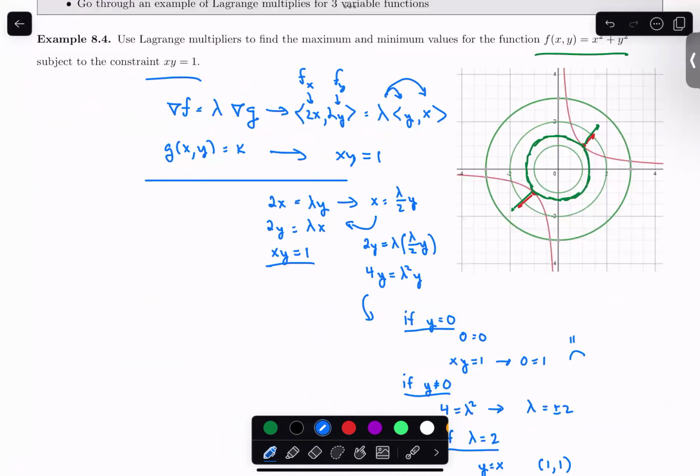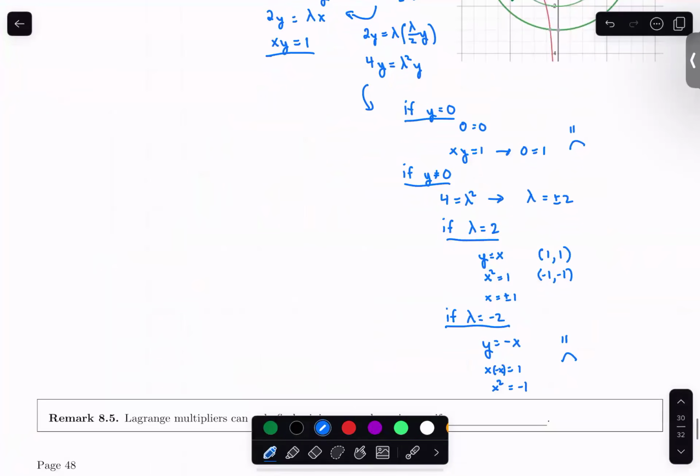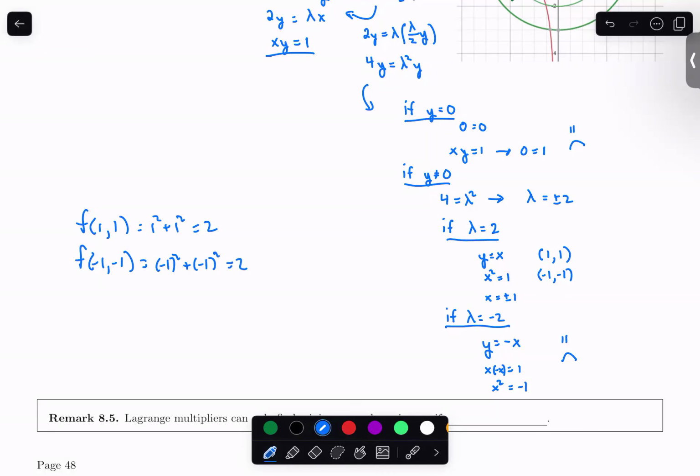So these are the solutions to the Lagrange multiplier setup here, but still we need to classify these things as maximums and minimums, right? So let's go back to my f equation. So I have f of 1, 1, and I have f of negative 1, negative 1. Again, my function was x squared plus y squared. So when I plug these things in, 1 squared plus 1 squared, that's 2. And when I plug in negative 1 and I square it, I still get 2.